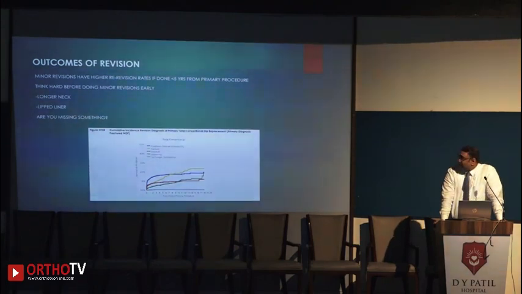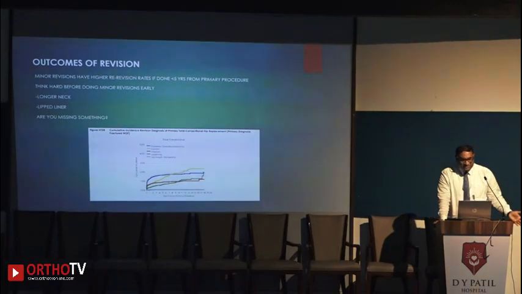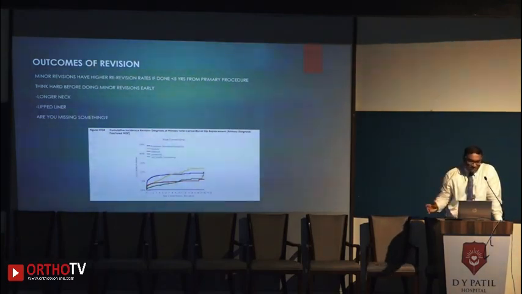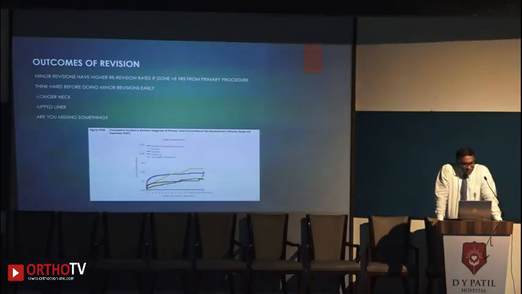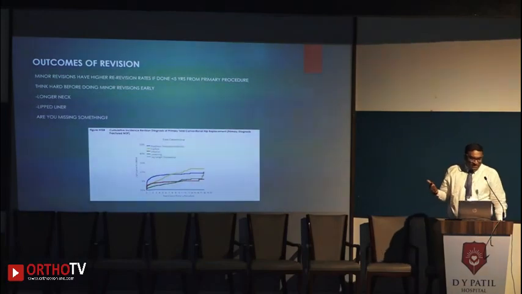Minor revisions have a higher rate of re-revision if done in less than 5 years of the primary procedure. So we have to always think before doing any minor revisions early. Minor revision in the case of a longer neck or lip liner.